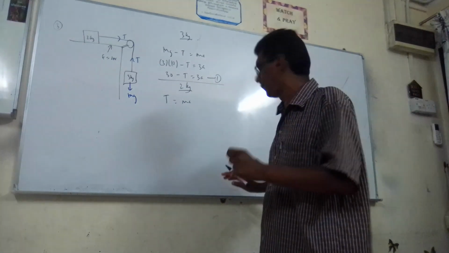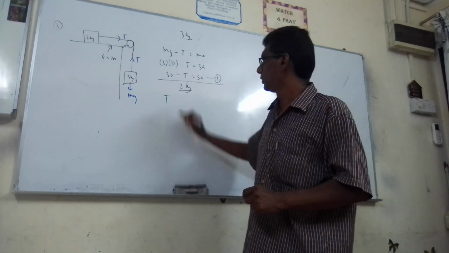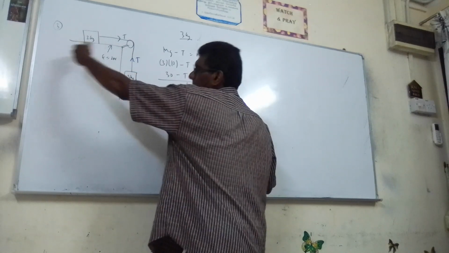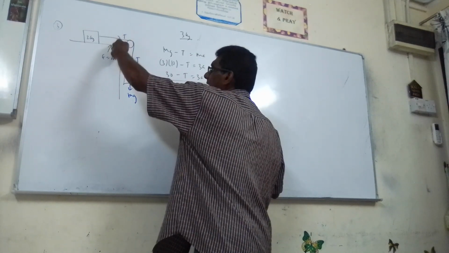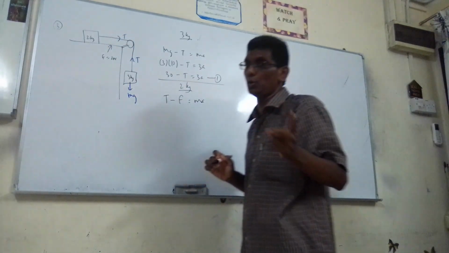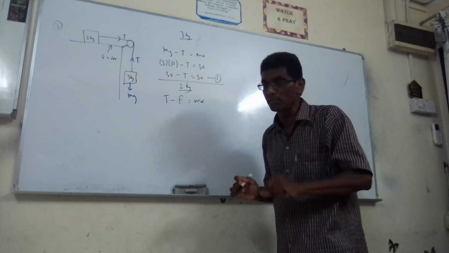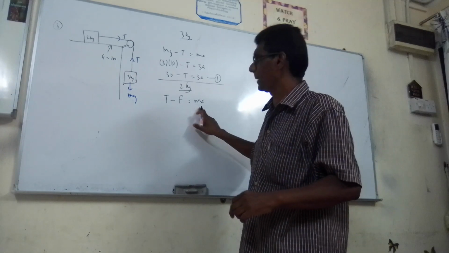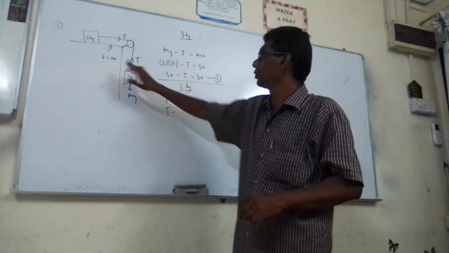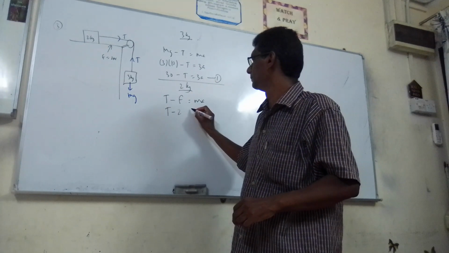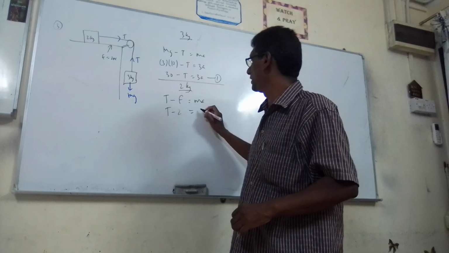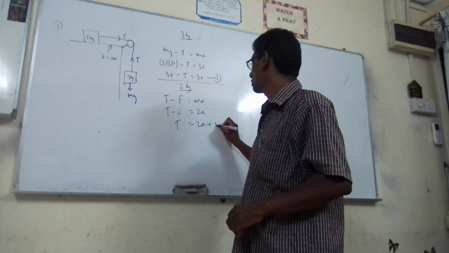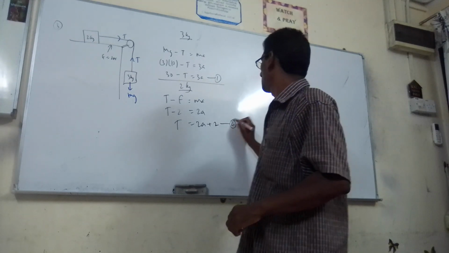But because there is friction, the force acting horizontally is T minus friction. As I told you last week, friction is always minus. So T minus friction equals ma. The friction is 2 Newton and m equals 2 kg, so T equals 2a plus 2. This is equation number 2.